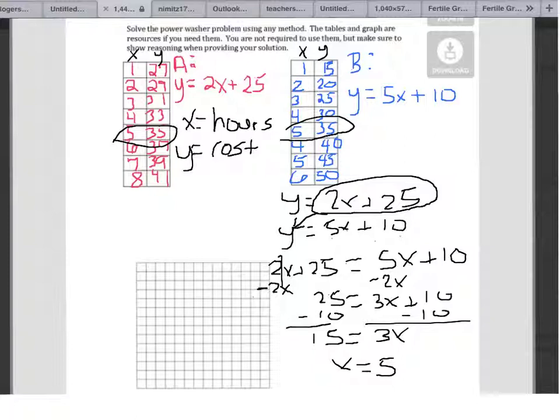We also talked about why we did not use 0 in the chart, and that's because at 0 hours, even though it shows that it would cost them $25 on plan A if they plugged in 0 for x, that's not reasonable because you're not going to be charged for a power washer at 0 hours. So we talked about how the domain again is restricted in this problem like we previously discussed in other problems.